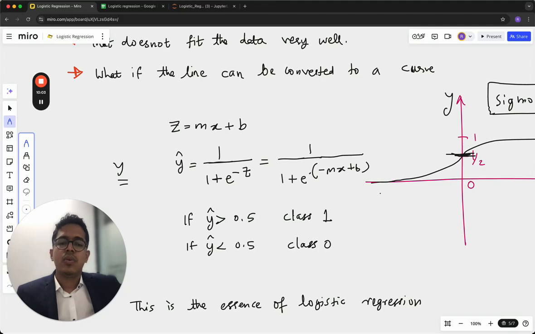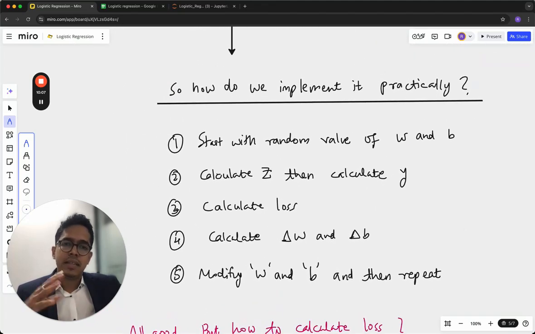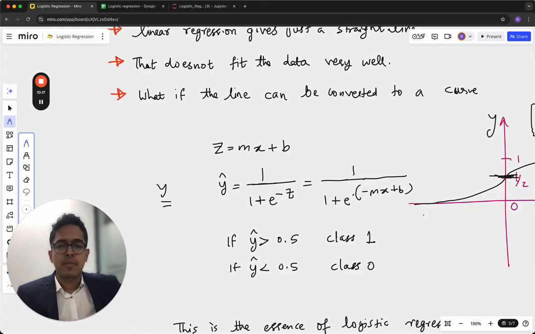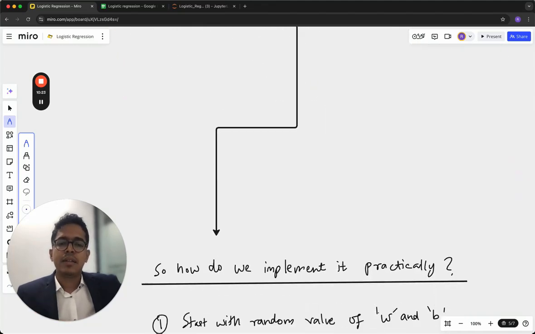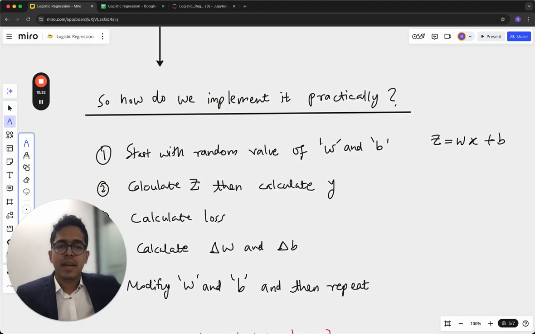Now we will see how to implement this mathematically. So algorithmically, let's see what are the steps that we have to follow. First we start with random values of W and B. So what is W and B? W and B is exactly the same as these two guys, M and B. Here I have used M for slope and B for intercept. Here I'm just writing Z equal to Wx plus B in this format. Fairly straightforward. So you start with random values of W and B.